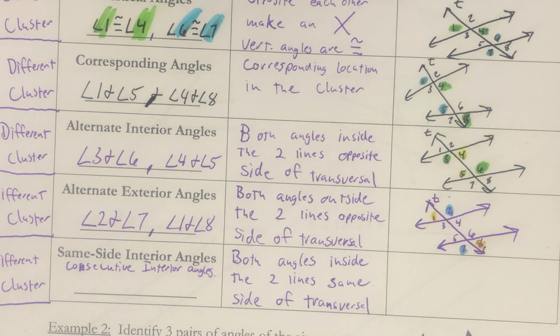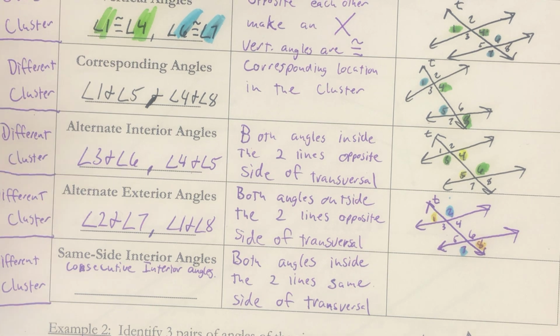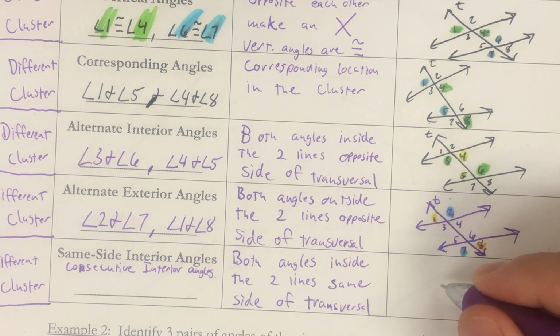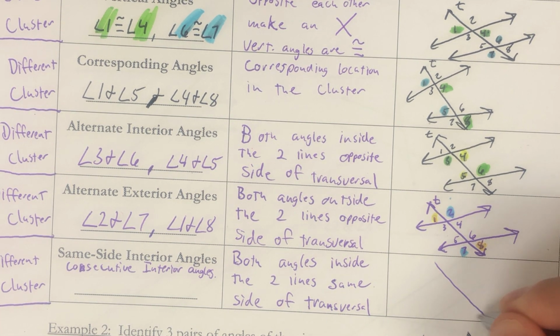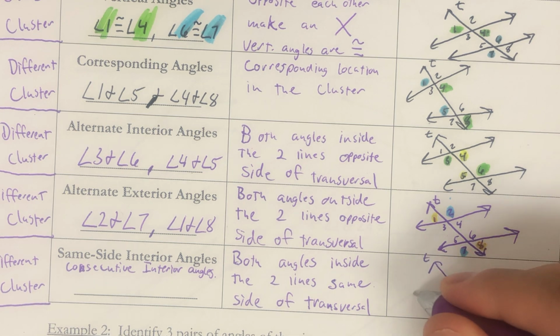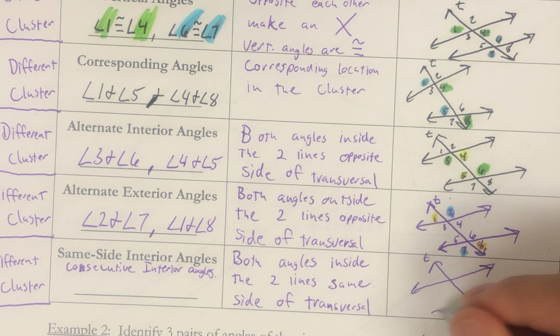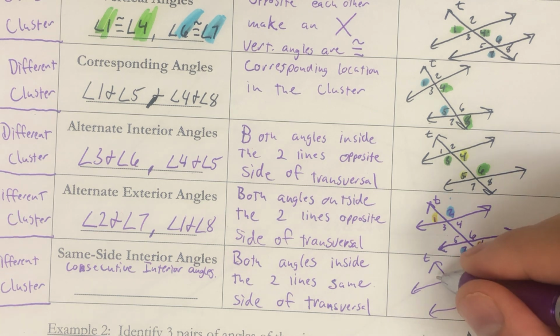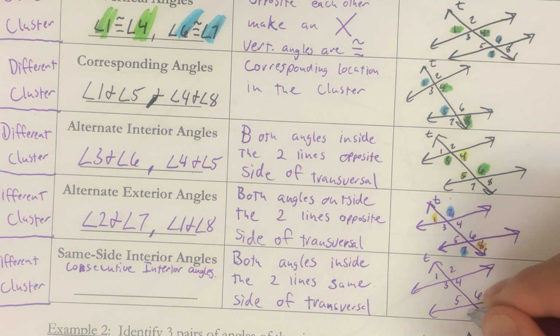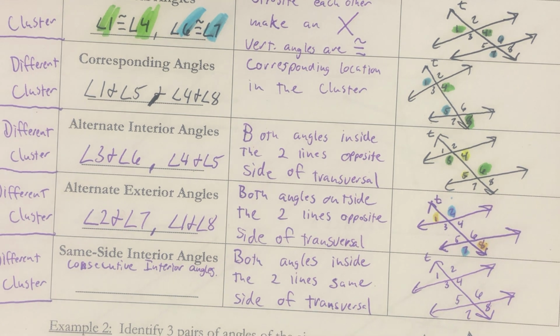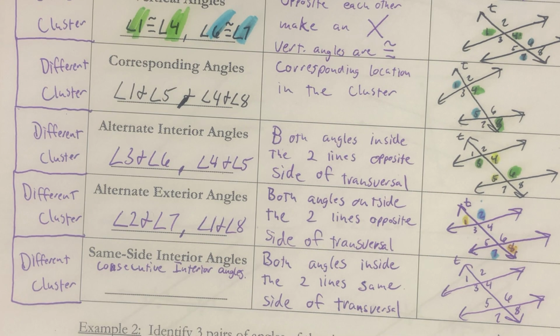All right. Last one, this is most commonly forgotten, most difficult one. It's in different clusters as well. And what we're going to have here is we're going to again have our transversal, T, first line, second line. I'm numbering the angles the same again. Angle 1, 2, 3, 4, 5, 6, 7, 8. So, same side interior also can be called consecutive interior. Same term, just named two different ways. And both angles are inside of the two lines, but they're on the same side of the transversal.